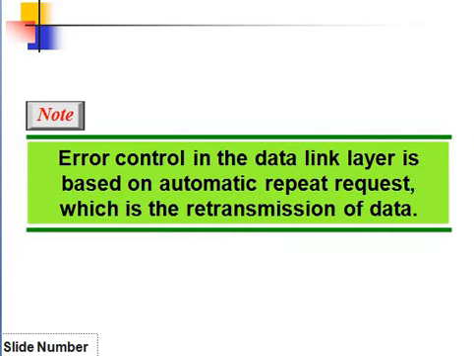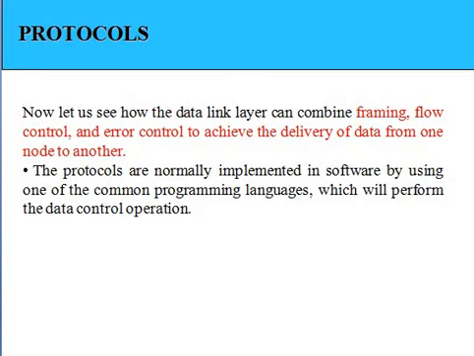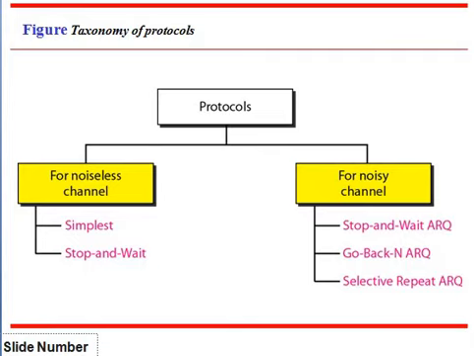Error control in the data link layer is based on automatic repeat request, which is the retransmission of the data. Next we move on to the protocols. Now let us see how the data link layer can combine framing, flow control and error control in order to achieve the delivery of data from one node to another node. See, taxonomy of the protocols.